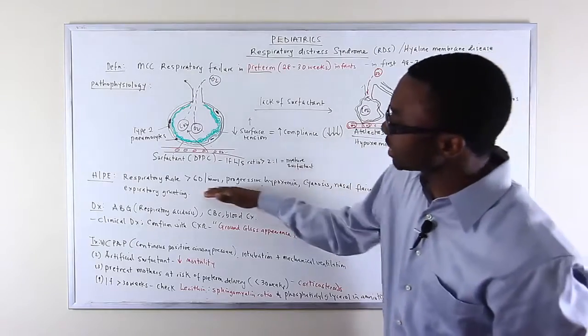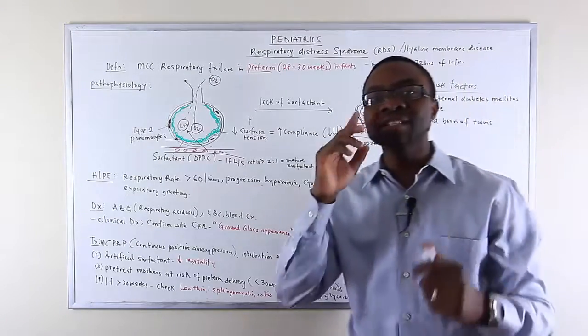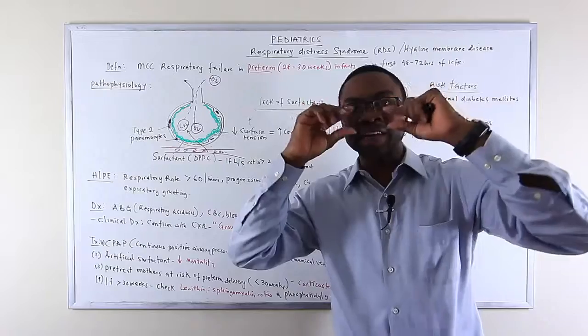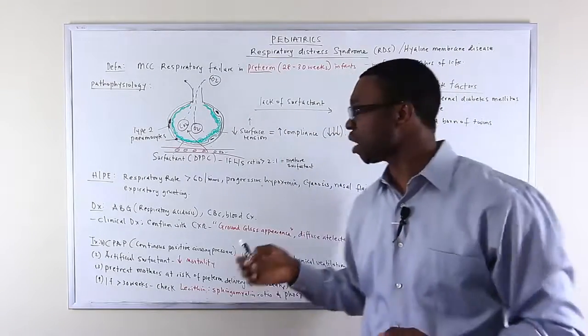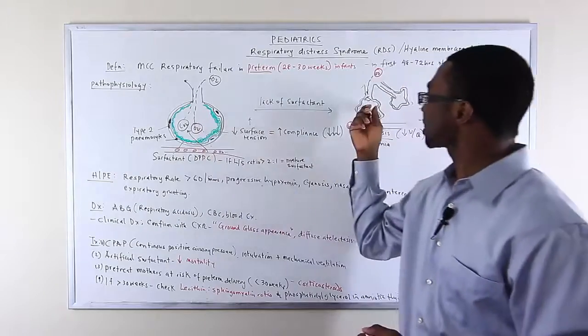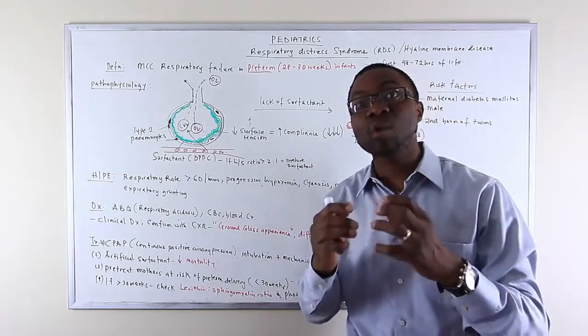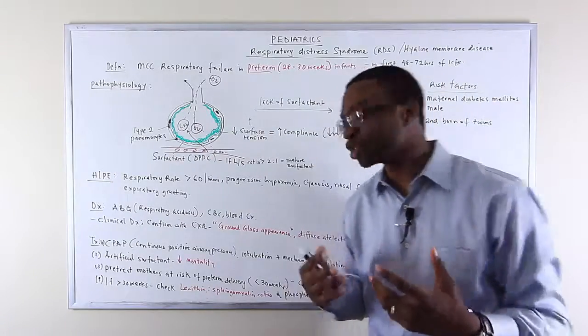Now, because of all the symptoms, this child is going to have nasal flaring. Their nose is kind of flaring up because they're working extremely hard to pop open these collapsed alveoli. They're really working hard, but they can't. Remember, babies are very small.